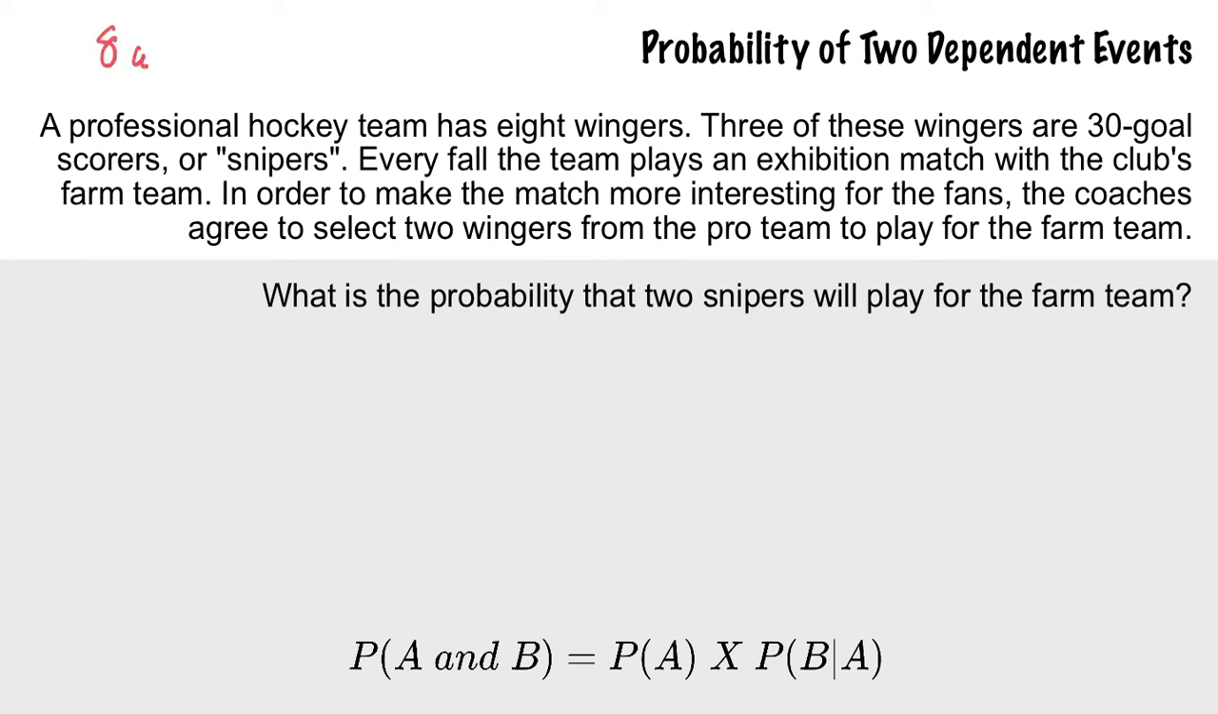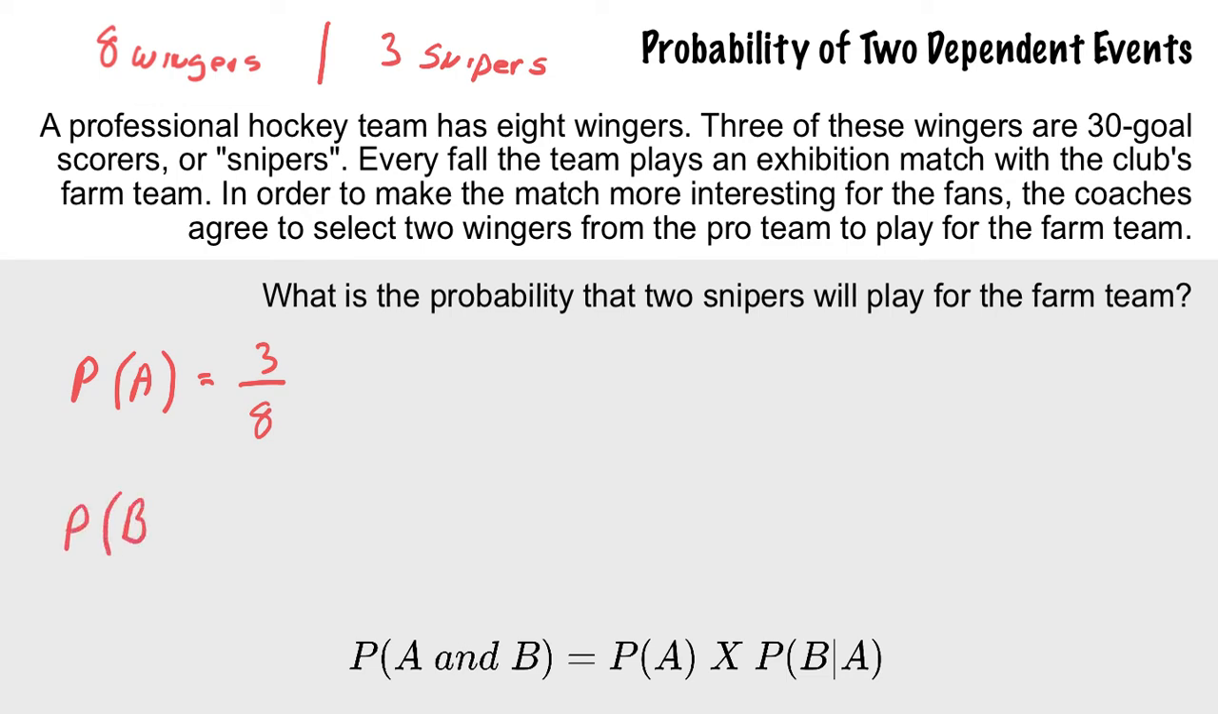So we have 8 wingers total on the pro team, 3 of which are the snipers. Therefore, the probability of choosing a sniper as the first winger would be 3 out of 8. For the second sniper, or event B, the only way that can occur to get 2 snipers is if a sniper has already been chosen. So now we're searching for the probability of event B happening given A has already occurred. So we've already chosen 1 sniper here, and we're looking for the second, which means we have a pool of 2 snipers out of a possible 7 wingers.